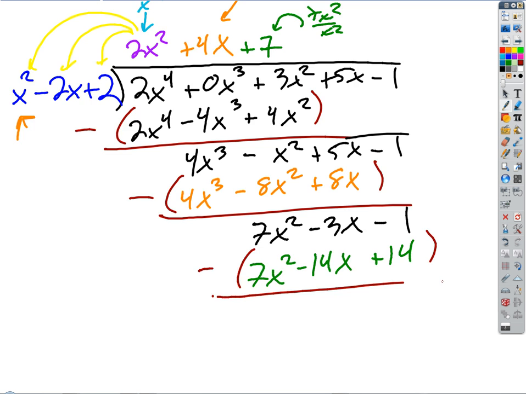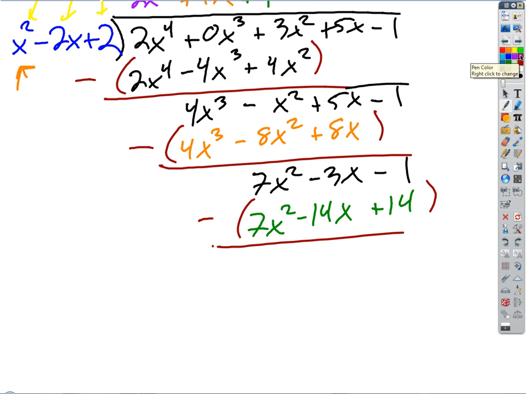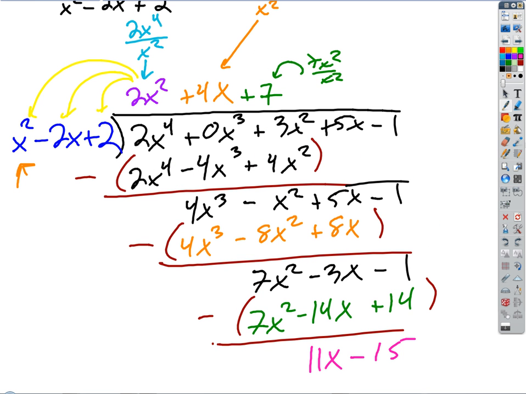Subtract. Okay, and what do we get? Cancels. 11x minus 15. Okay, can I go further? Can't, can I? 11x is not divisible by x squared, right? So we're done. So what do you suppose that is? The remainder, right? How do we also know we got to the remainder? Well, as soon as we get down to a constant, that's got to be the last term in that polynomial, doesn't it? So we know we're done. We just got to find the remainder, right?